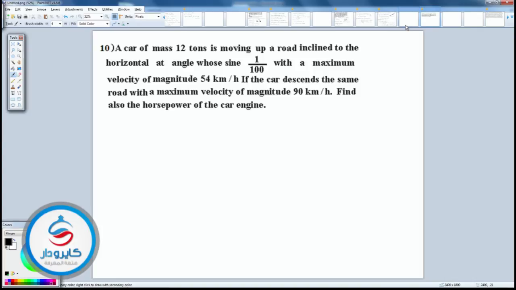Question number 10. A car of mass 12 tons is moving up a road inclined to the horizontal at angle whose sine equals 1 over 100 with a maximum velocity of magnitude 54 kilometers per hour. If the car descends the same road with a maximum velocity of magnitude 90 kilometers per hour, find also the horsepower of the car engine.